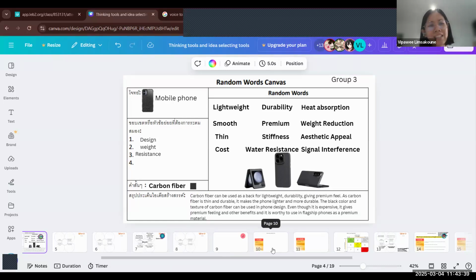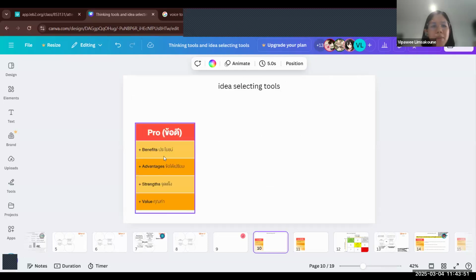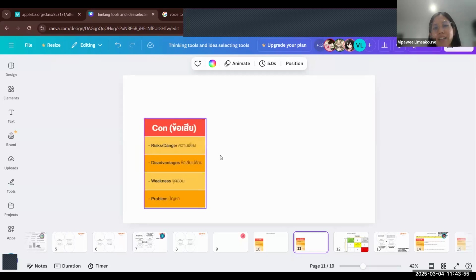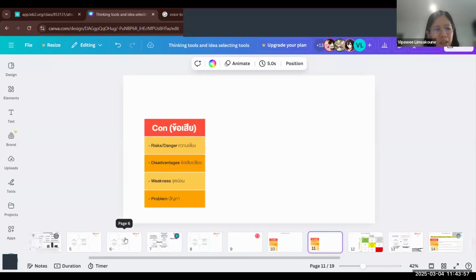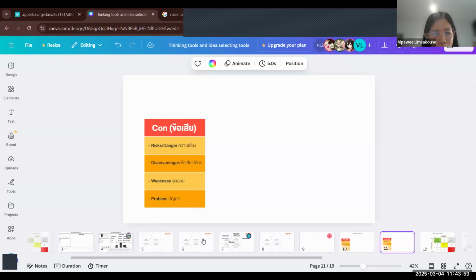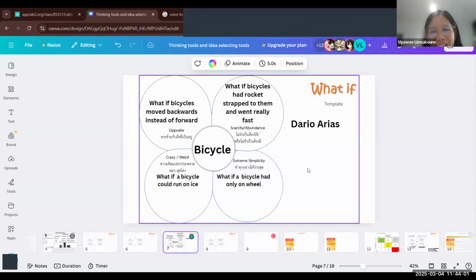And then you could analyze each idea with pro and con. But if this one is a big chunk of ideas, you could analyze this chunk with pro and con here. What is the benefit of it? What is the advantage, strength, value? Or what are the cons of it, for example? Okay. Then let me move on to this group, Dario, right?